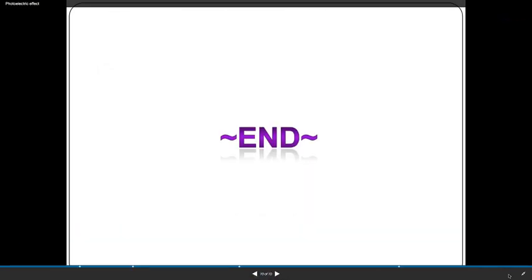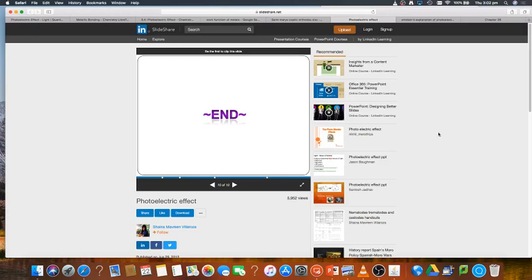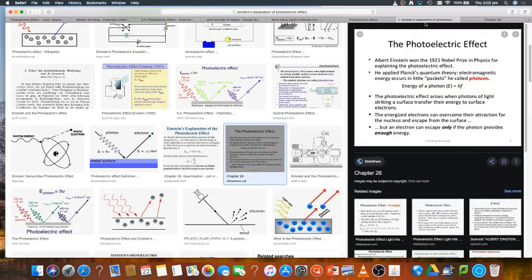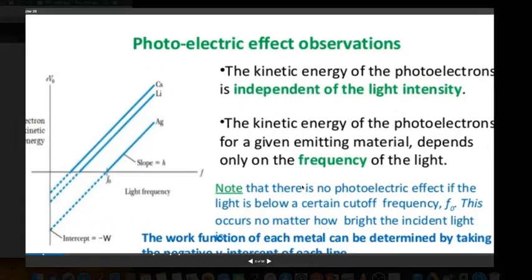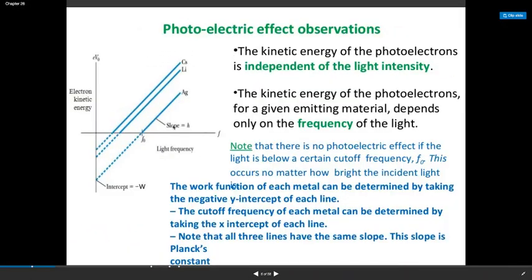All right, so to show you a couple more slides just to explain the photoelectric effect. So, the photoelectric effect observations. You can see here some different metals and their graphs of frequency versus electron kinetic energy, or maximum electron kinetic energy in particular, for cesium, lithium, and silver.